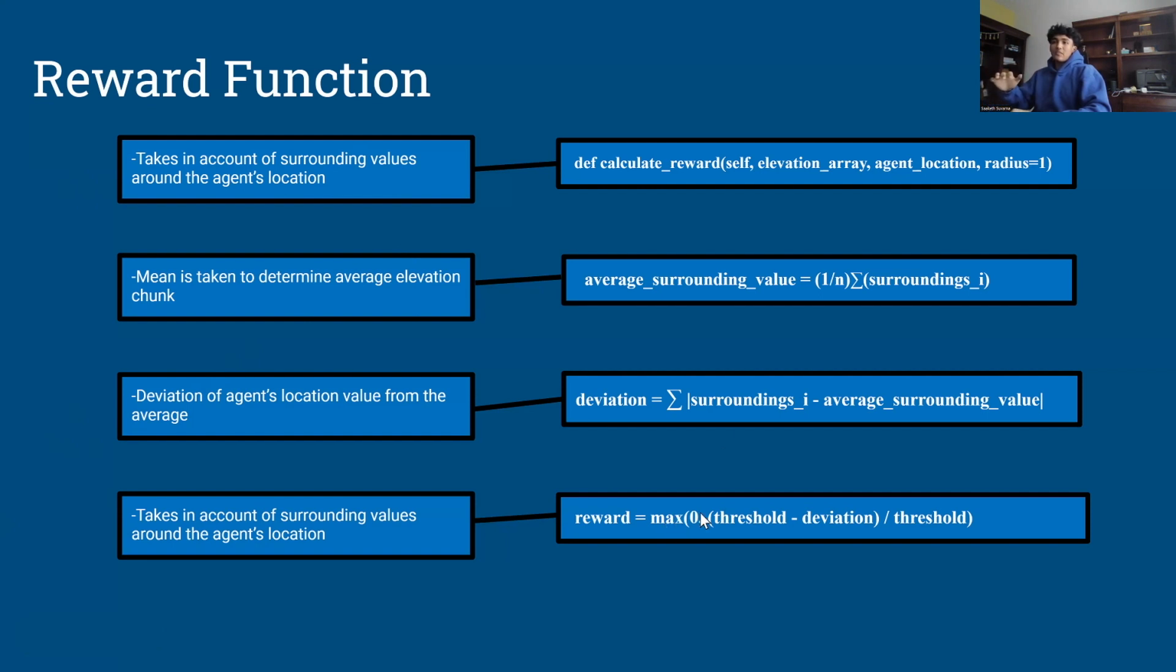Finally, a threshold of 100 is set and the reward is calculated. A 0 was also passed through to make sure there are no negative rewards, and if the agent does something we do not desire, we would just give it no reward. This reward function accurately analyzes the surrounding flat landing spots relative to the agent's location.